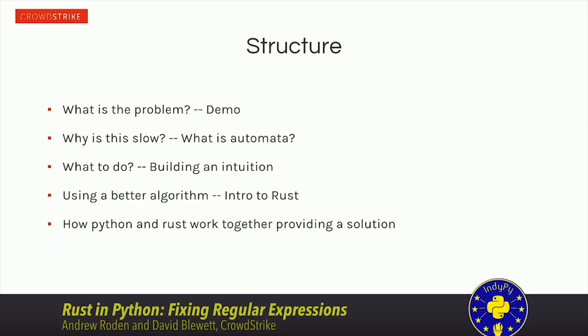So the structure of this talk is I'm going to be talking about three things before I introduce David to present our solution to what you need to know. The three sections I'm going to be talking about: first, what is the problem with regular expressions? Second, why is it slow in Python? And third, what do we do about it? How can you identify what regular expressions will be slow in Python, what solutions can you have to them, and why they're slow? And then we'll finally go into a brief intro to Rust and using its algorithms to do this better.